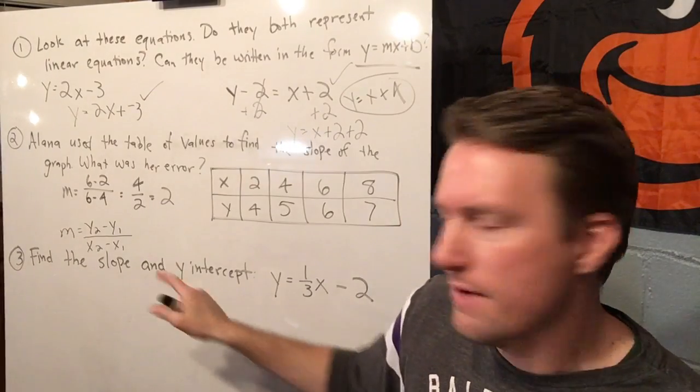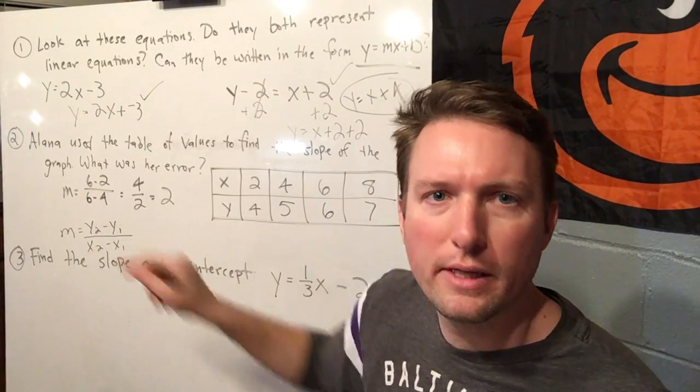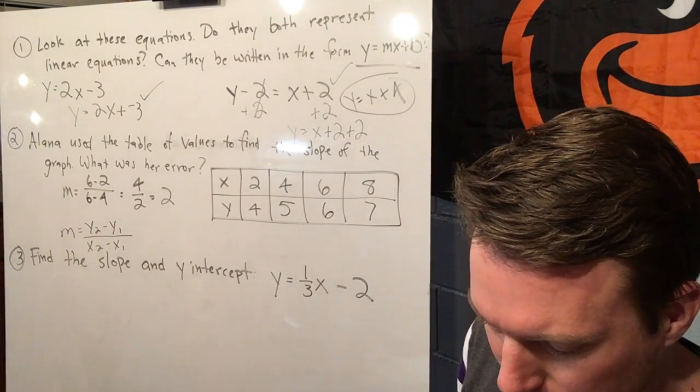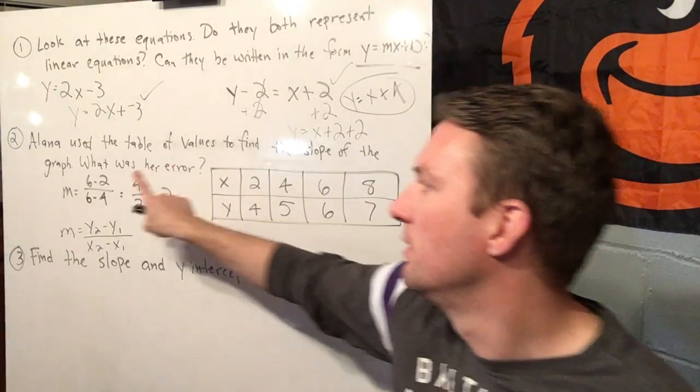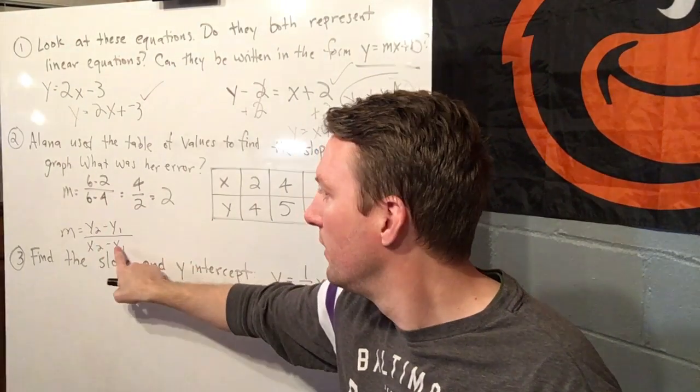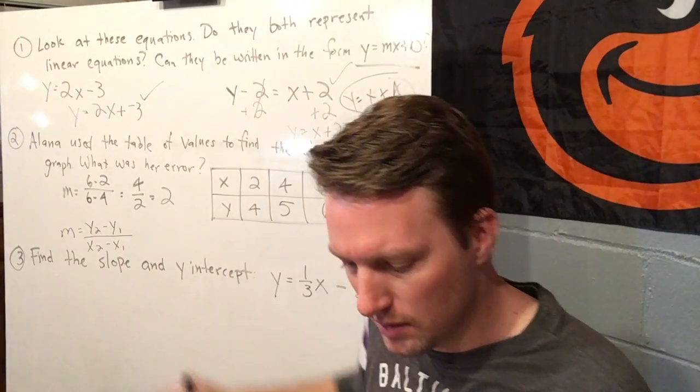Now, if I give you that clue, do you see the error? I'll give you a second. Look at the table. Look at what she did. Look at the slope formula. What was her error?